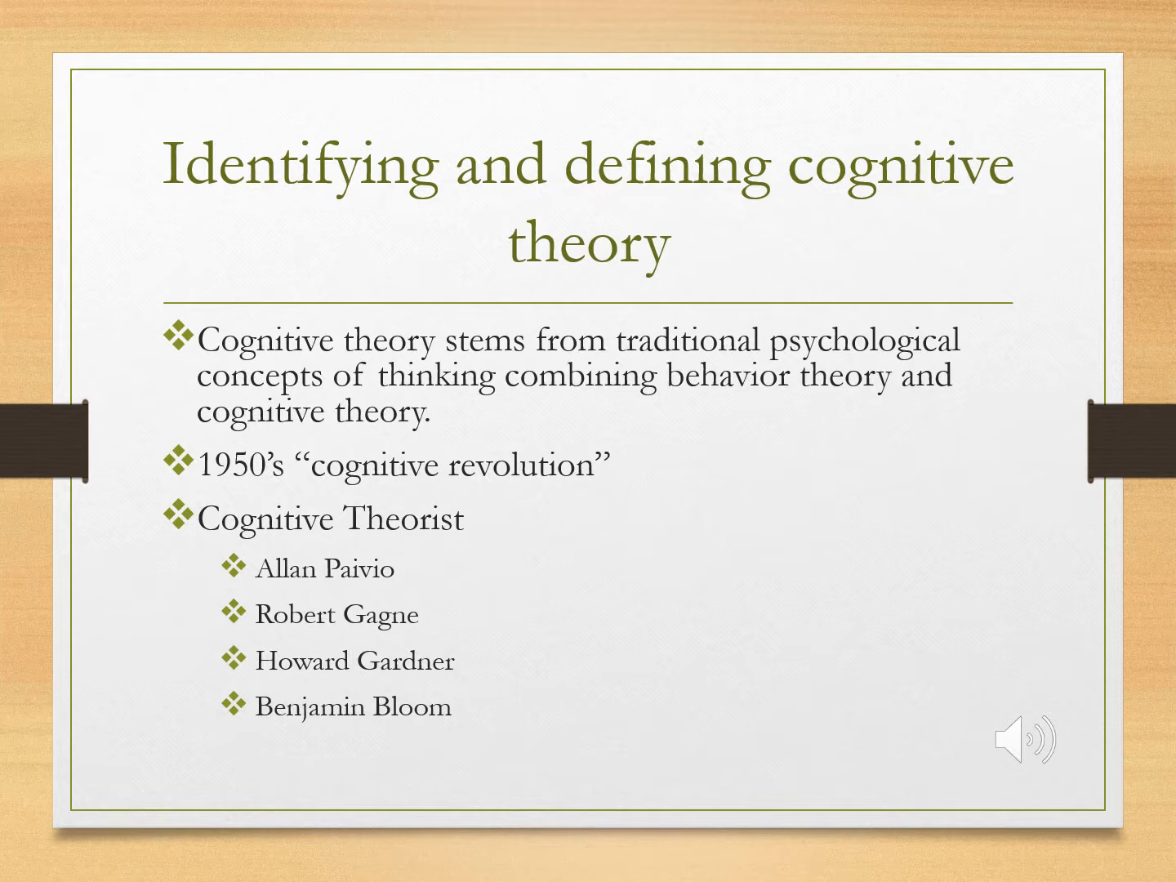So therefore, if behavior theorists believe that educating clients on how the consequences of their behavior can deter future action, then cognitive theory is similar in that by educating clients on how their thought process affects their emotions and behaviors, clients will change the decisions they make. And I'll go into that a little bit further. So there are main theorists, which are listed: Alan Paivio, Robert Gagné, Howard Gardner, and Benjamin Bloom.